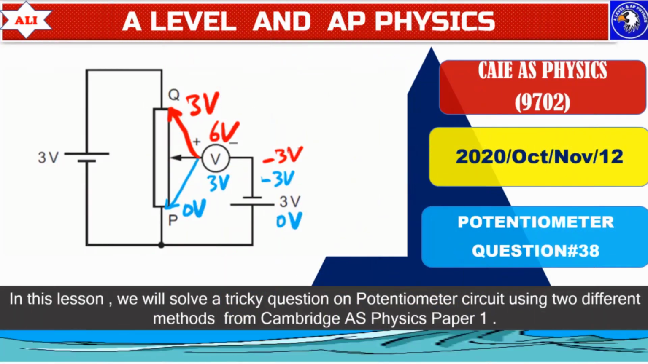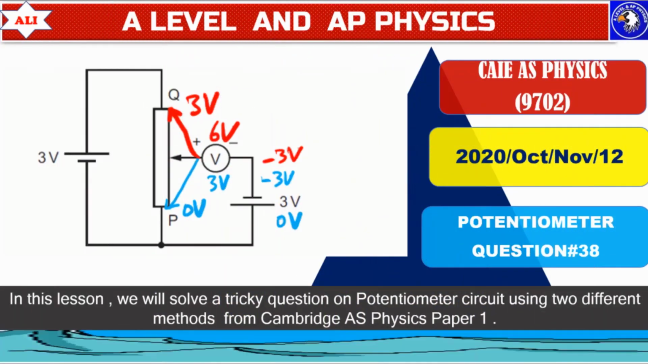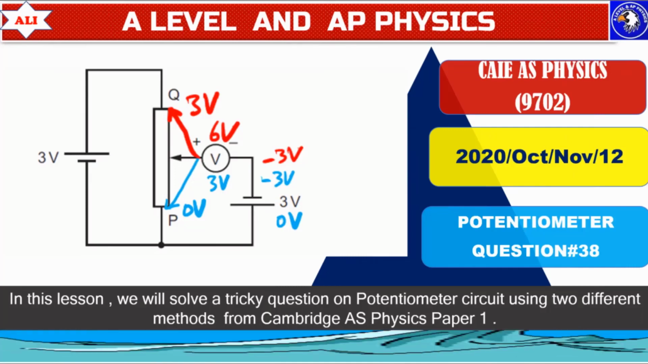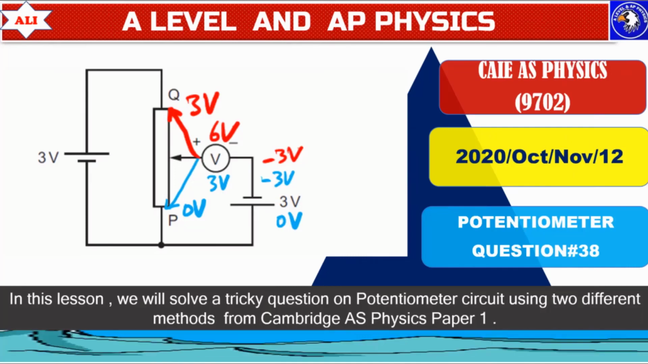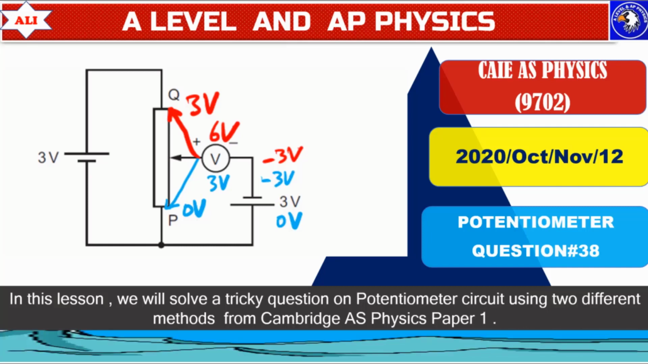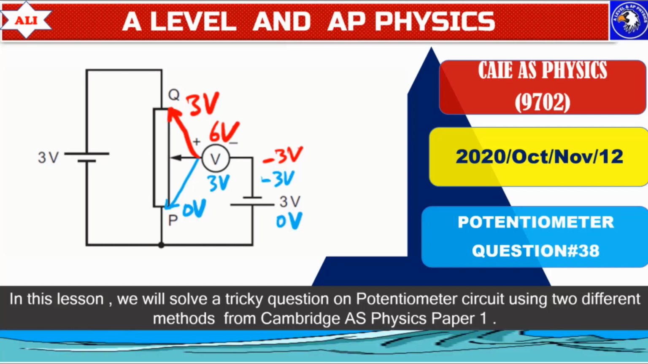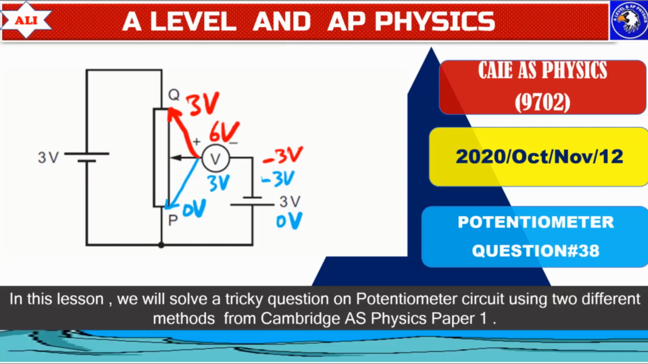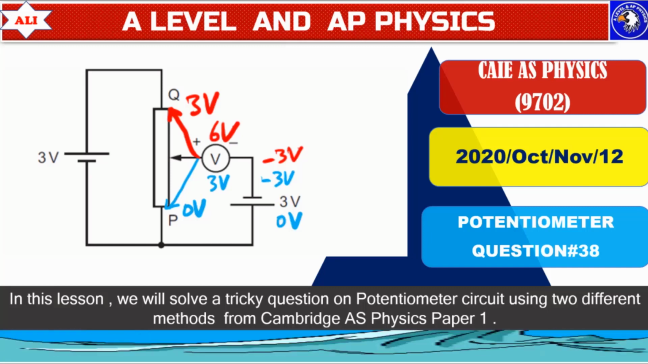Welcome to A-Level and AP Physics, a place where you can improve your understanding of physics with confidence. In today's class, we will solve a tricky question on a potentiometer circuit using two different methods so you can have a clear understanding of this type of concept and this type of question. This question is from October-November 2020.